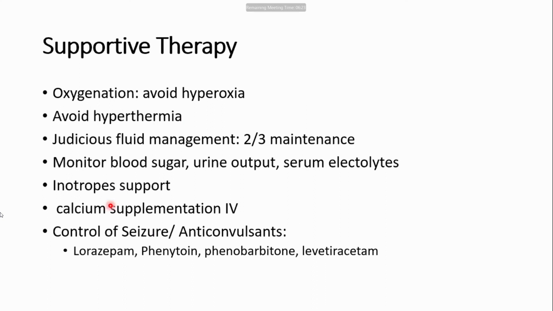And because there is a decrease in the calcium level, we have to give calcium supplementation. Another mainstay of treatment of birth asphyxia is that we need to control the seizure, because in the second stage of HIE, the child will start to develop seizures. And how is seizure prevented? We can give anticonvulsant medicine like lorazepam, phenytoin, phenobarbital, and levetiracetam.